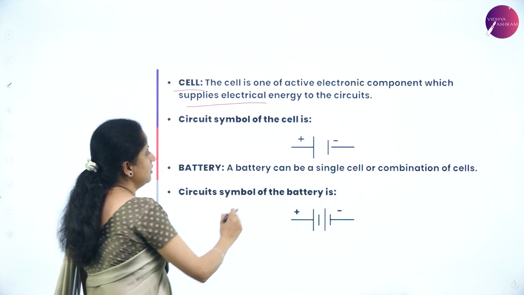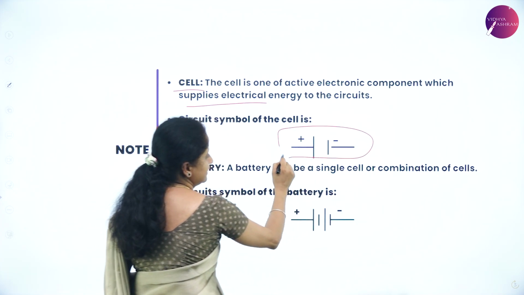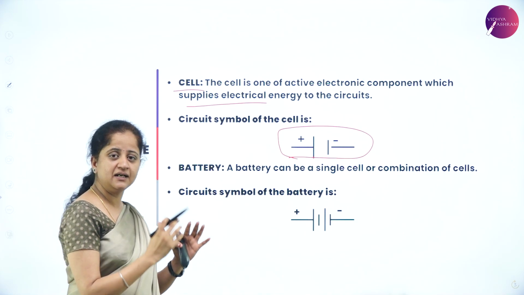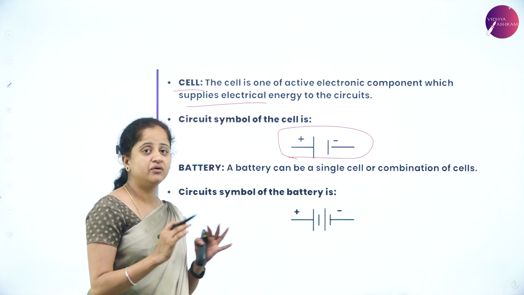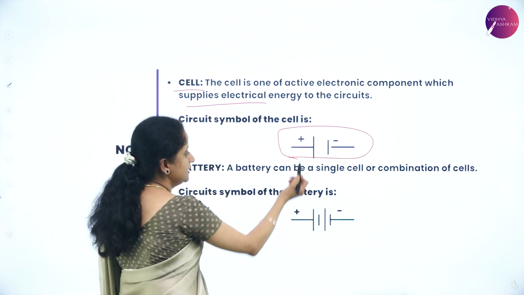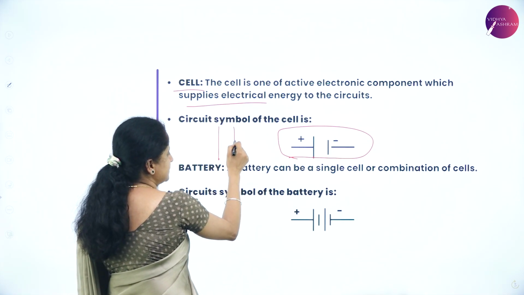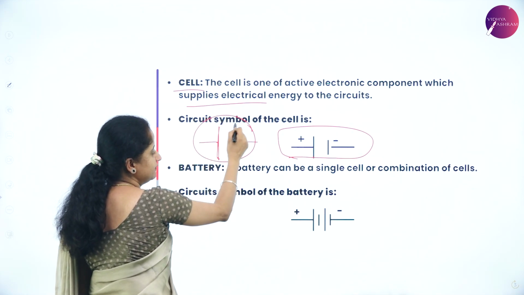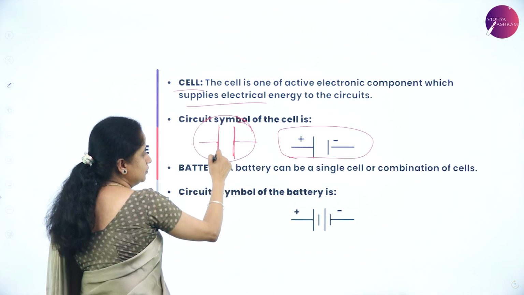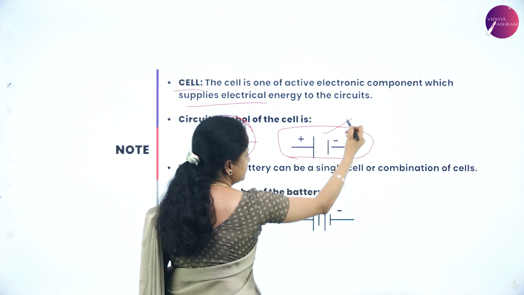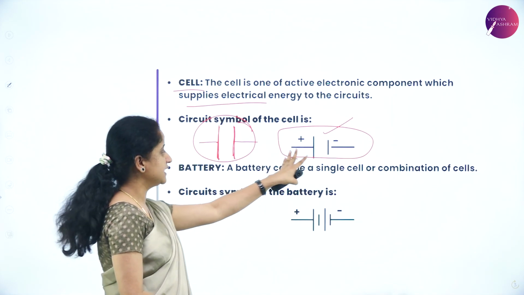The circuit symbol of a cell is given by this. It consists of two terminals, or even if we consider an electrolytic cell, it consists of two electrodes, anode and cathode. So here we have a positive terminal and a negative terminal. The two plates of a capacitor are parallel. When you compare the capacitor circuit symbol with a cell, the two plates in a capacitor are parallel to each other. But in the case of a cell, you can see the variation between them.